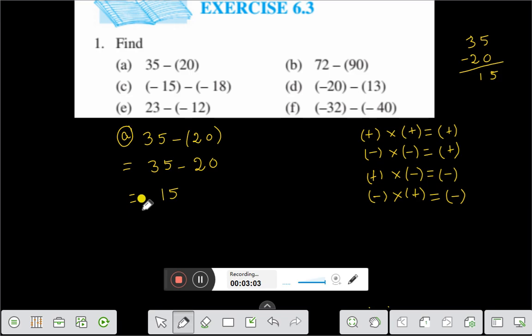Now the sign. Now we see that this is 20, this is 35. Which one is bigger or larger? 35 is the greater number than 20, and the sign of 35 is plus, therefore it will be plus, right? The plus 15 is the answer, right? This is the solution of question number A, right? Now we'll solve question number B.